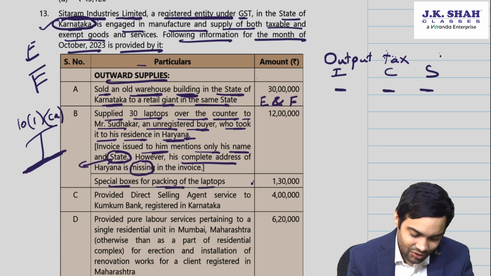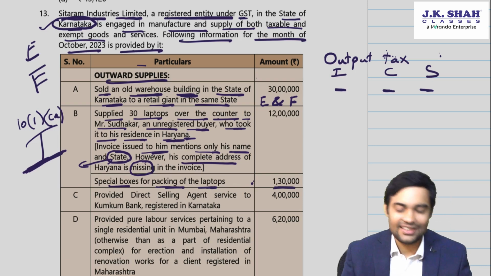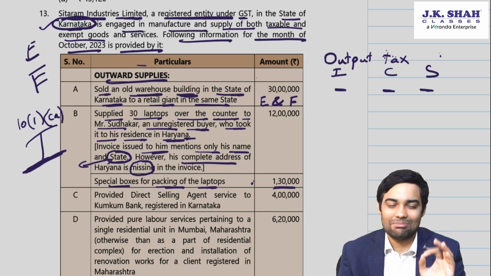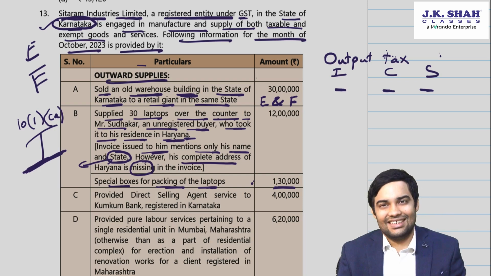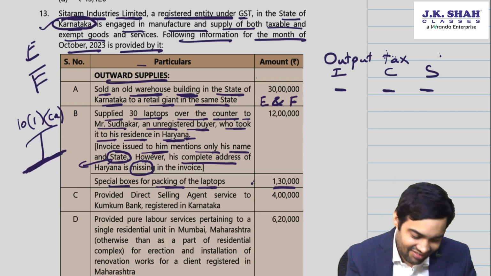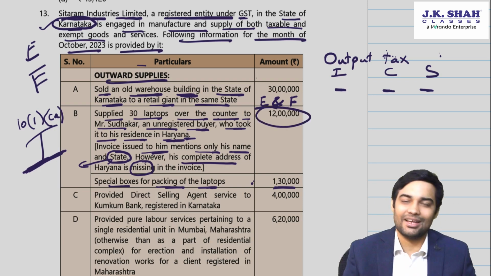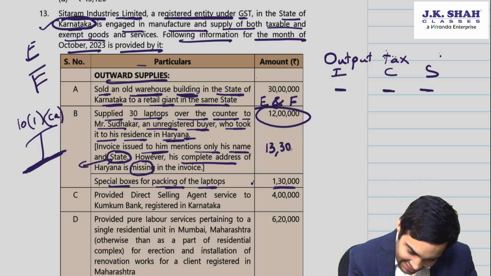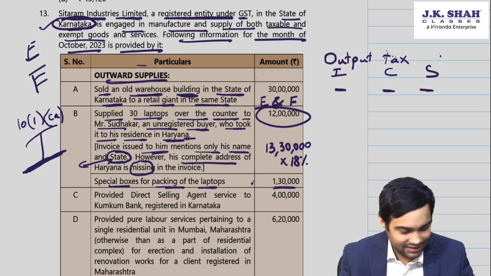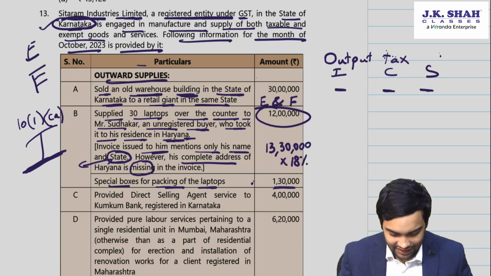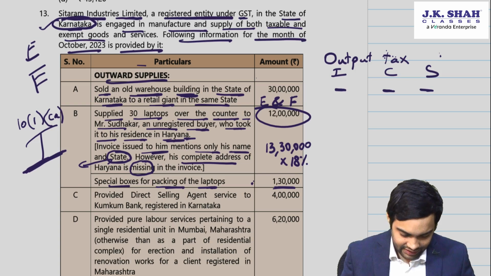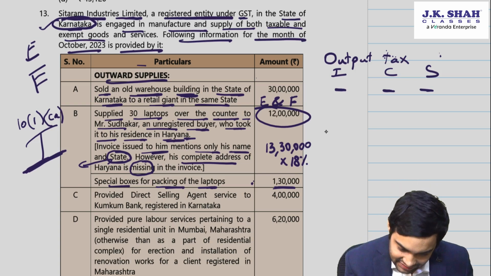Special boxes for packing of laptops 1,30,000. Tell me, special boxes are incidental or ancillary to the main supply? Correct. Obviously yes, sir. Which rate will apply? Laptop rate will apply or special packing rate? Laptop rate will be applicable. So entire 13,30,000 we will charge laptop rate 18%. So let's do 13,30,000 into 18%, and this will be an IGST transaction.